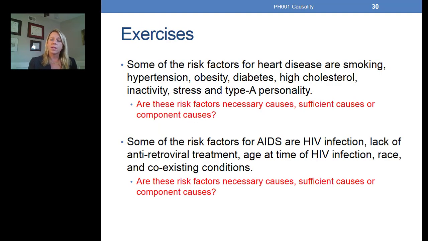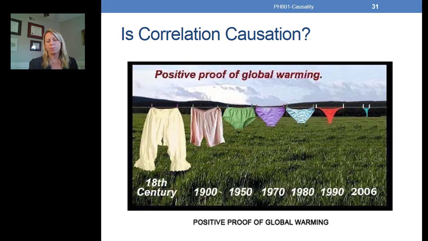And so here are a few more examples that I'll leave you with to think through whether or not these factors are necessary or sufficient or component causes for these particular scenarios. And then this is just a figure to humorize some of these concepts about whether correlation is causation, and often the case it isn't, and this is just a funny way of thinking about it in terms of proof of global warming.